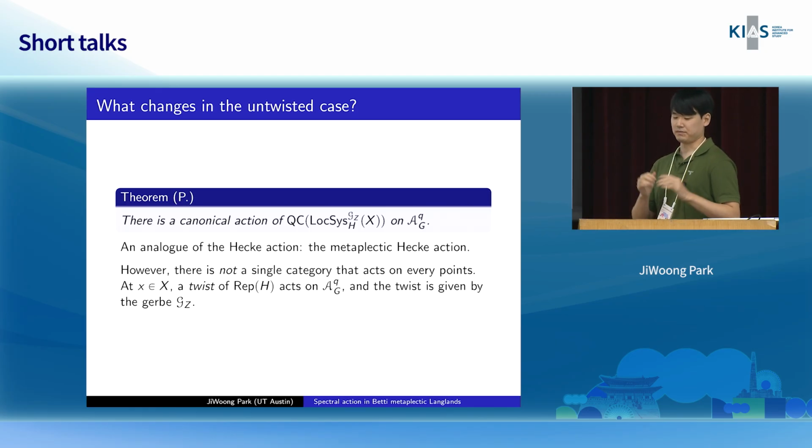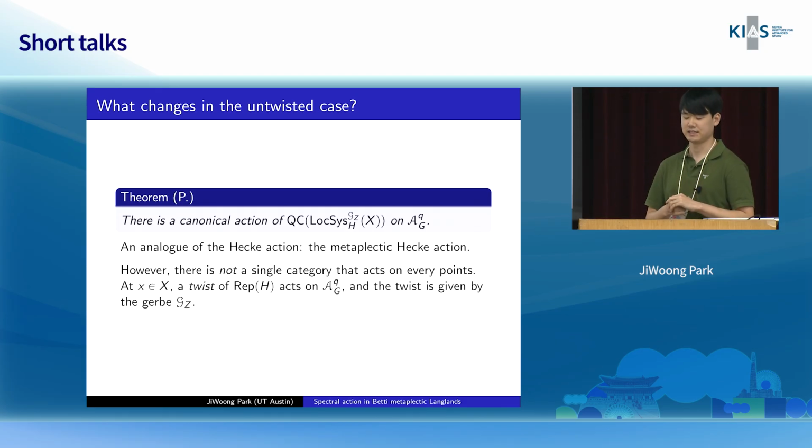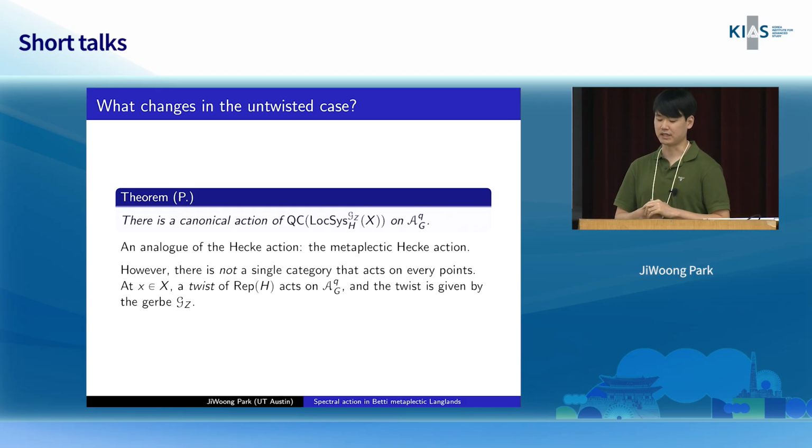Yeah, so let's focus on the twisted case. So what gets different from the untwisted case? We still have an analog of the Hecke action, namely the metaplectic Hecke action. However, there's a crucial difference. So there's not a single category that acts on every point. So what do I mean by this? In the untwisted case, there was a single category Rep G check, which was acting on every point. But this is not the case anymore in the twisted case.